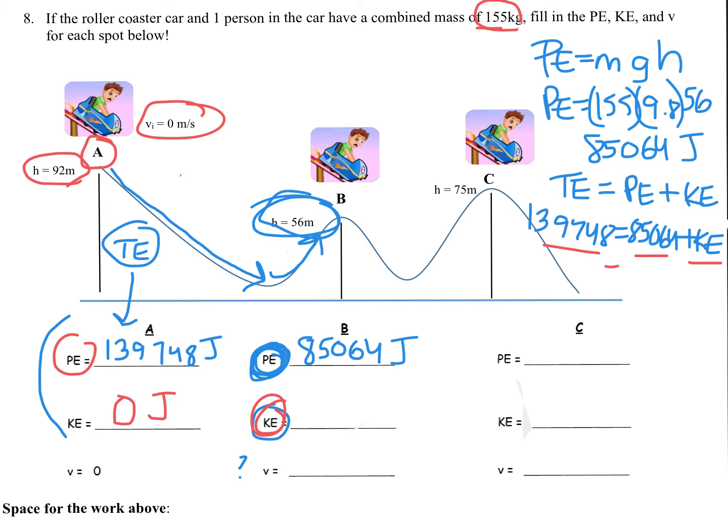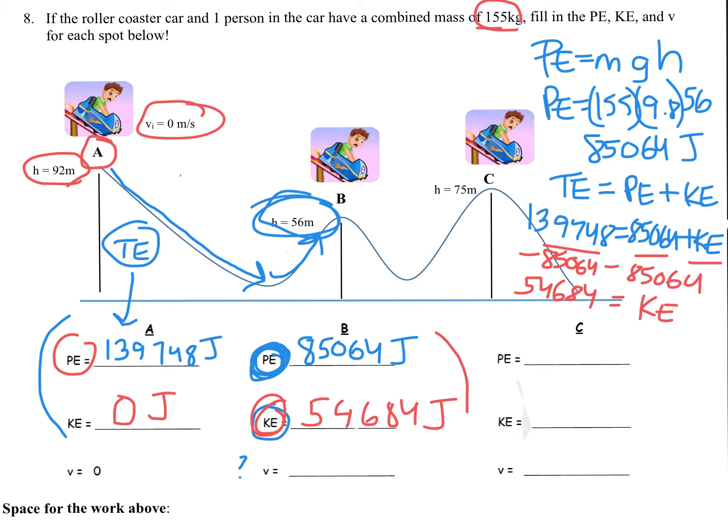So what we'll do is we'll just subtract 85,064 from both sides. All right, if you do that, kinetic energy ends up equaling 139,748 minus 85,064. And what you end up getting is about 54,684 joules. So let's write that in there. 54,684 joules gives us. Now remember, when we add up these two together, they should always equal the total energy.